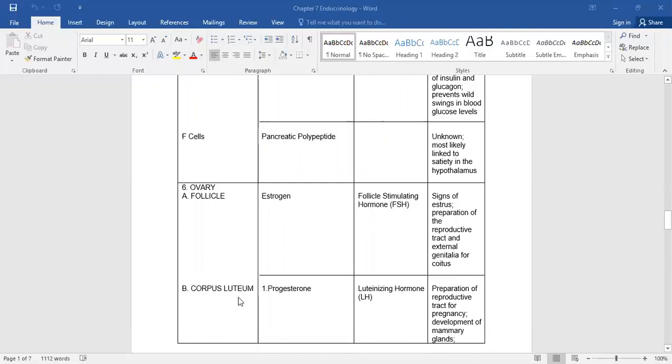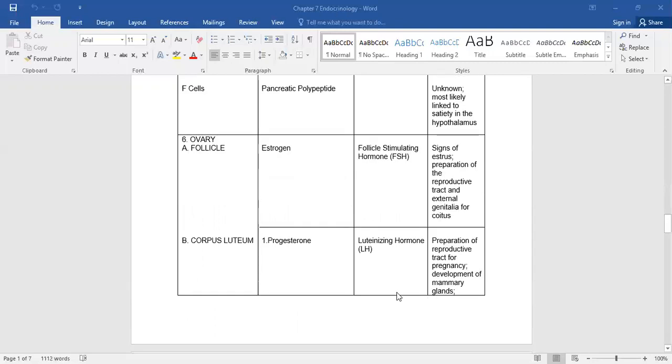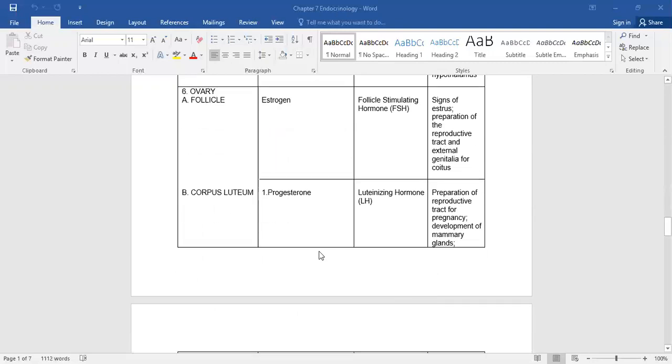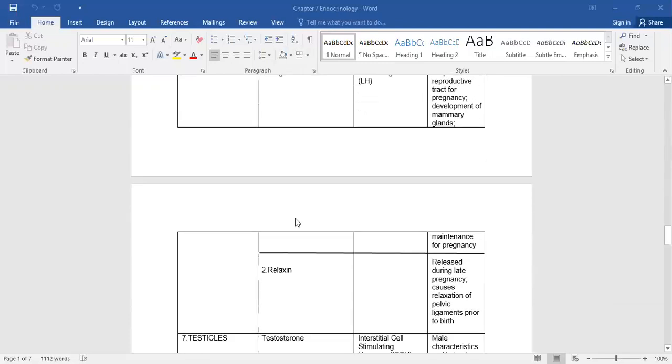The corpus luteum is formed when the Graafian follicle, or the mature follicle, has already erupted just after ovulation, and this is the scar tissue. This is the one responsible for producing progesterone, and its stimulant is luteinizing hormone. Its function is to prepare the reproductive tract for pregnancy and the development of mammary glands. If the animal becomes pregnant, the progesterone will be the one maintaining the pregnancy.